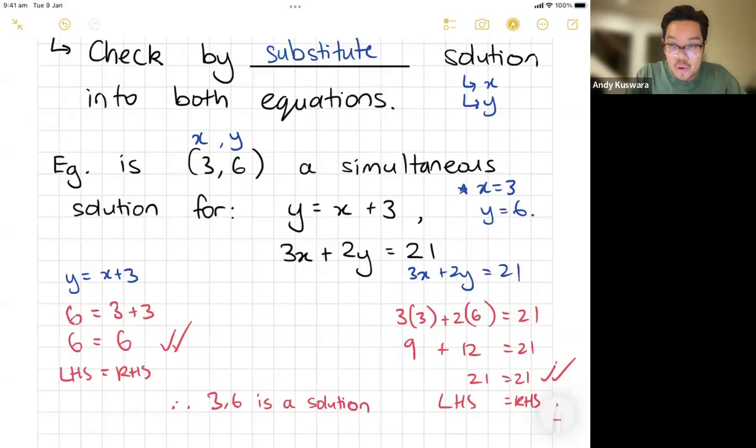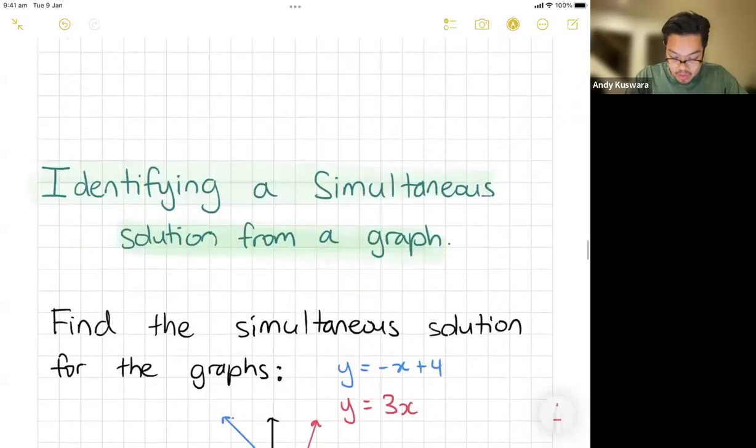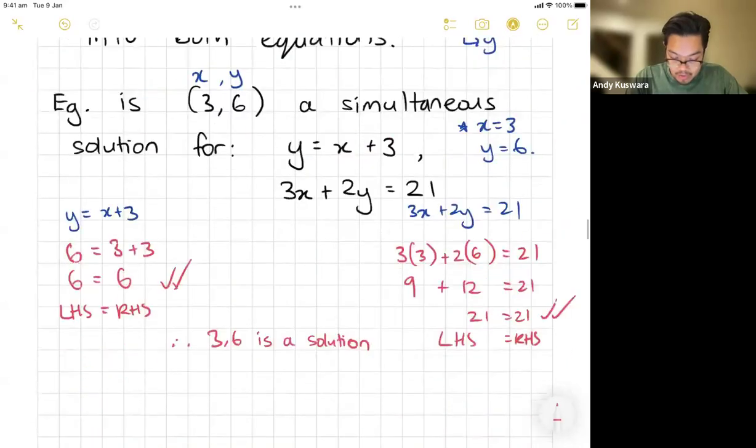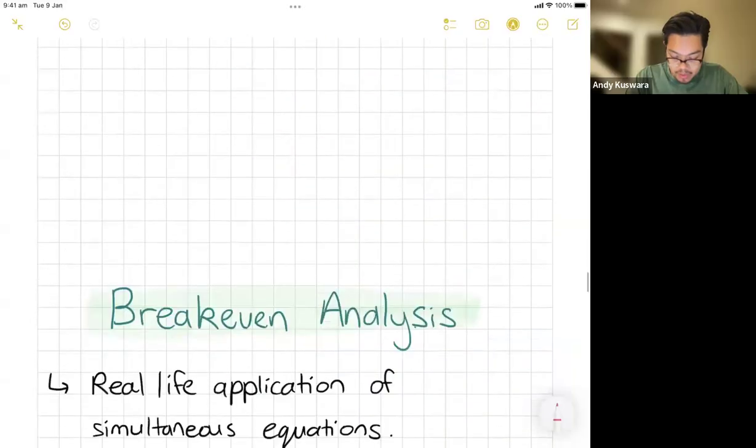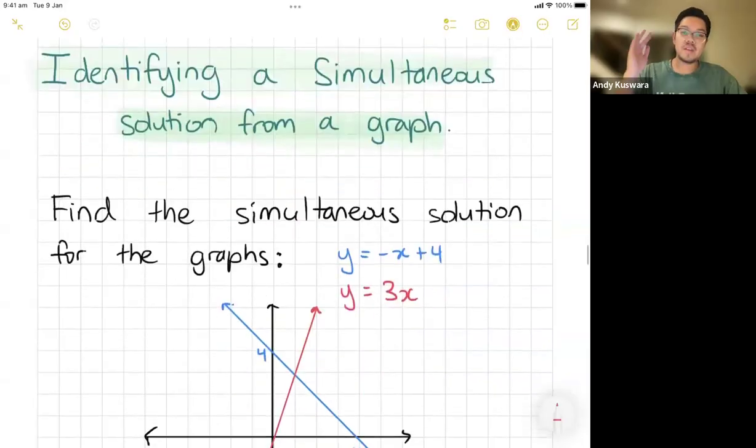Okay. Hopefully that makes some sort of sense to you. And I think that could be identifying simultaneous from a graph. Is that part of this one? I think so. So this is the last part of this exercise. I'm just double checking because I made a mistake on the last one.